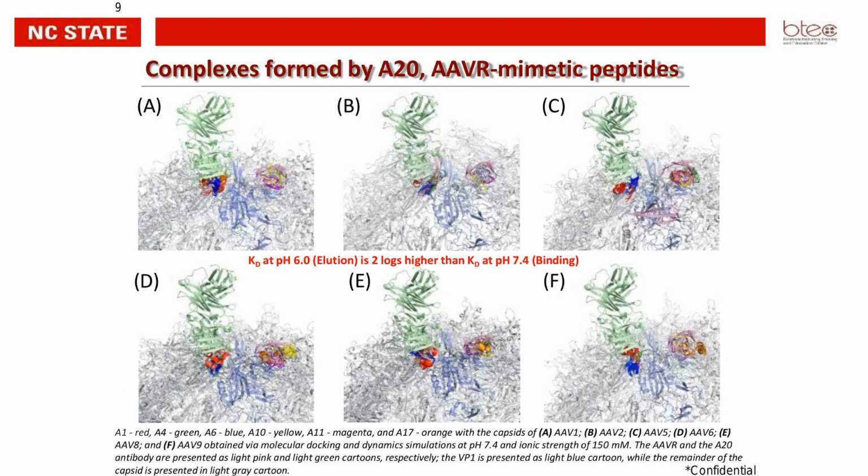I just wanted to show you guys that we also looked into their interaction with different AAV serotypes. So all the colored cartoons in this slide are the different peptides that were discovered, and all the gray cartoons are the different VP1s of different AAV serotypes. It was interesting that the dissociation constant of these interactions at pH 6 was about 2 logs higher than that at pH 7.4, which gave it a very nice little nudge to desorb AAVs from the column.